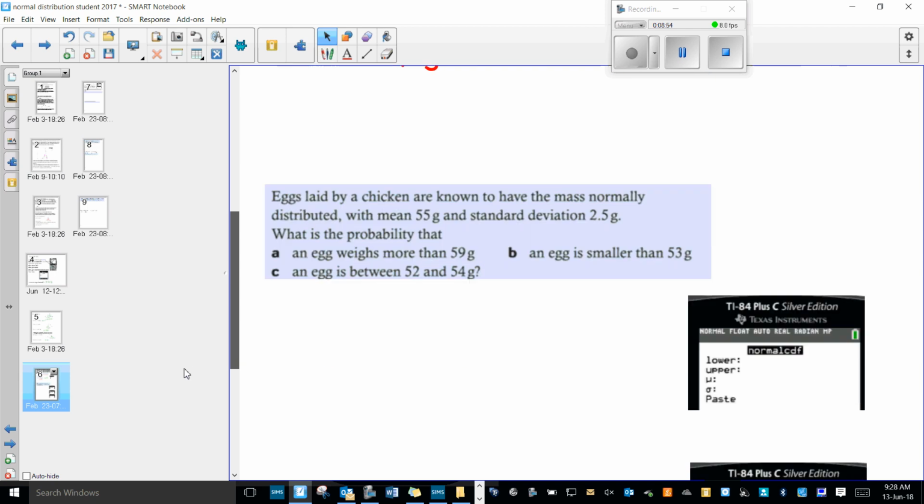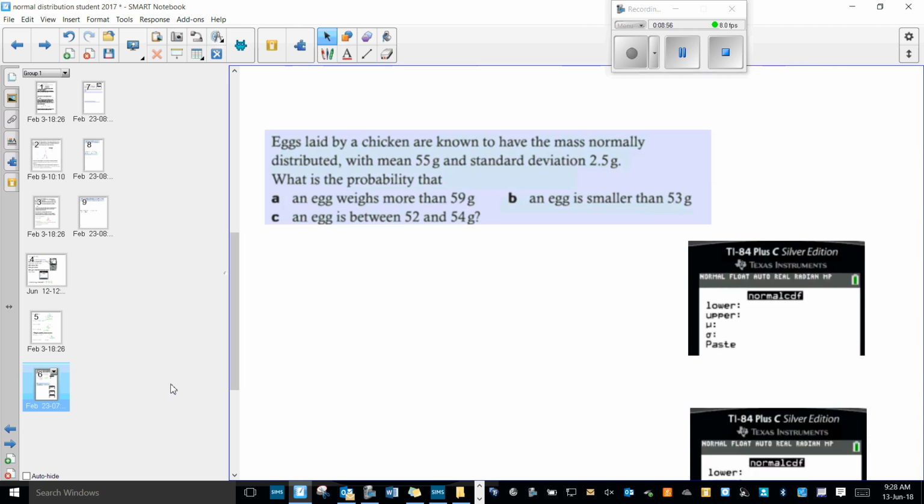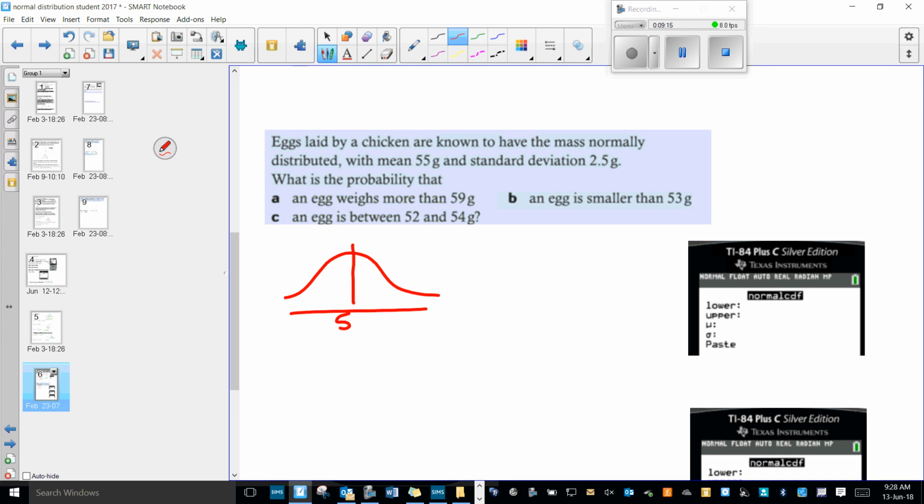Eggs laid by a chicken are known to have mass normally distributed with a mean 55, standard deviation 2.5. What's the probability that an egg weighs more than 59? Okay, so we're going to draw a little sketch. Takes 2 seconds. Our mean is 55 and our standard deviation is 2.5.